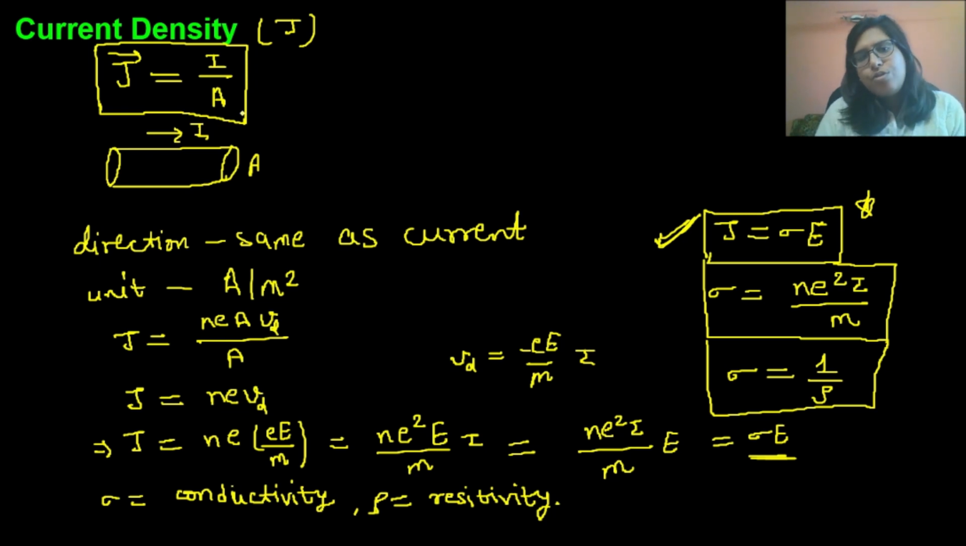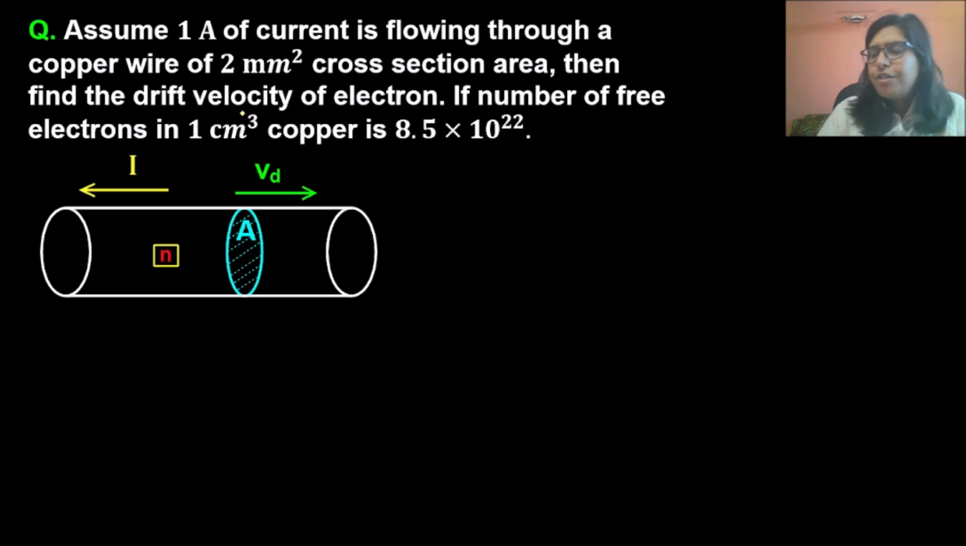Now we will do some questions based on these formulas. First question is, assume 1 ampere of current is flowing through a copper wire of 2 millimeter square cross section area. Then find the drift velocity of electron, if the number of free electrons in 1 centimeter cube of copper is 8.5 into 10 raised to power 22.